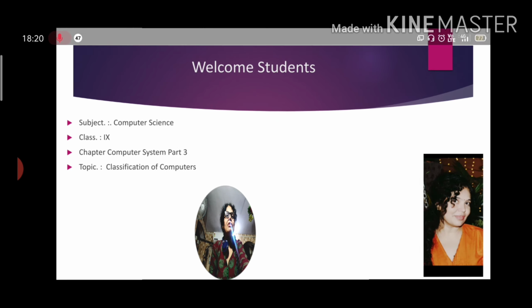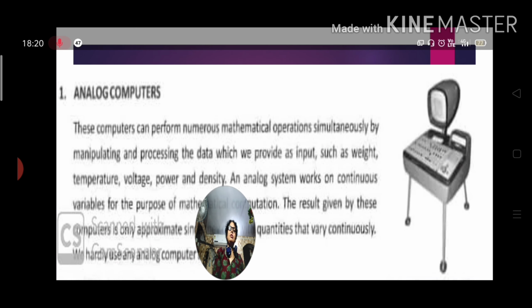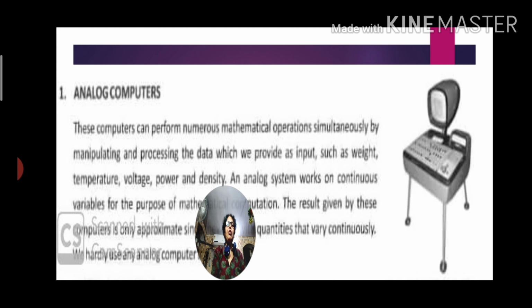First, we will classify the computers on the basis of their working or operation. So we can divide computers in three categories. First one is analog, second is digital, third is hybrid computer. First we will study about analog computers.